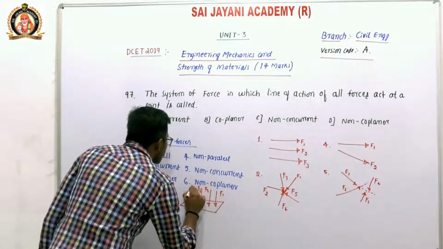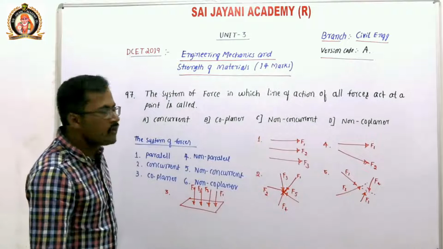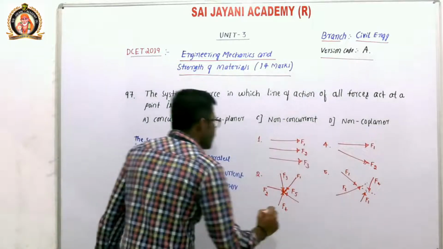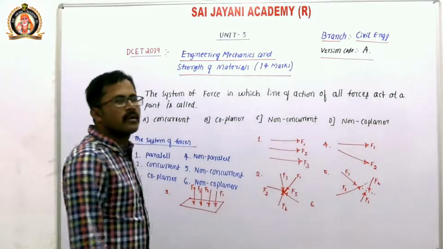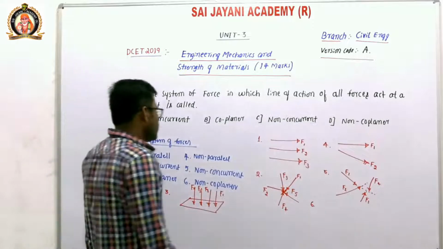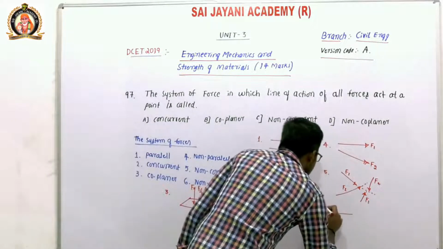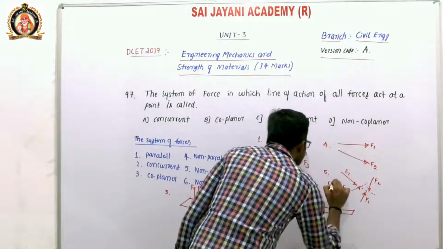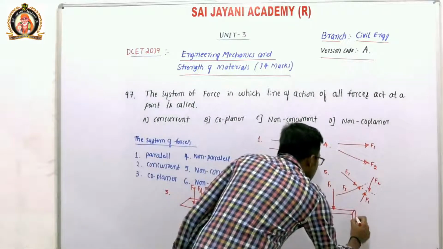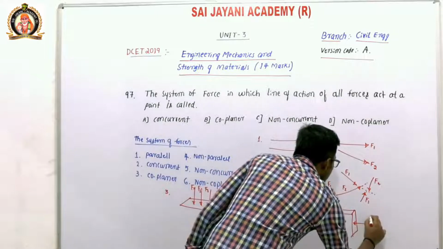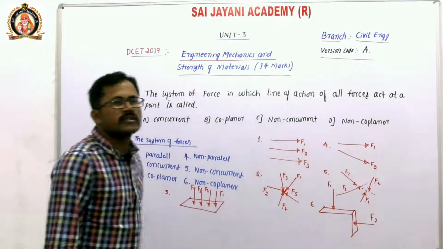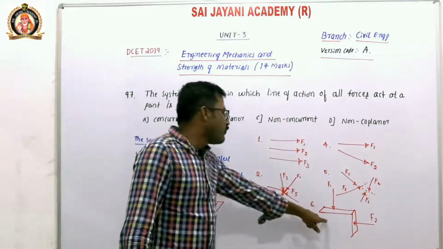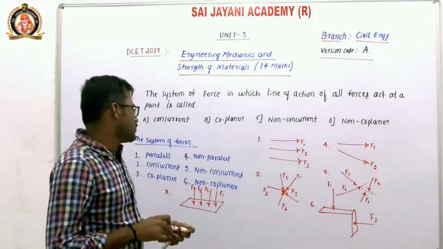So if these four forces are acting on the same plane, then they are known as coplanar forces. Then what are non-coplanar forces? If a system of forces is not acting on the same plane, then they are known as non-coplanar forces. Consider this is one plane on which force F1 is acting and another plane on which force F2 is acting. Here the forces are acting on different planes, not on the same plane. Then these types of forces are called non-coplanar forces.